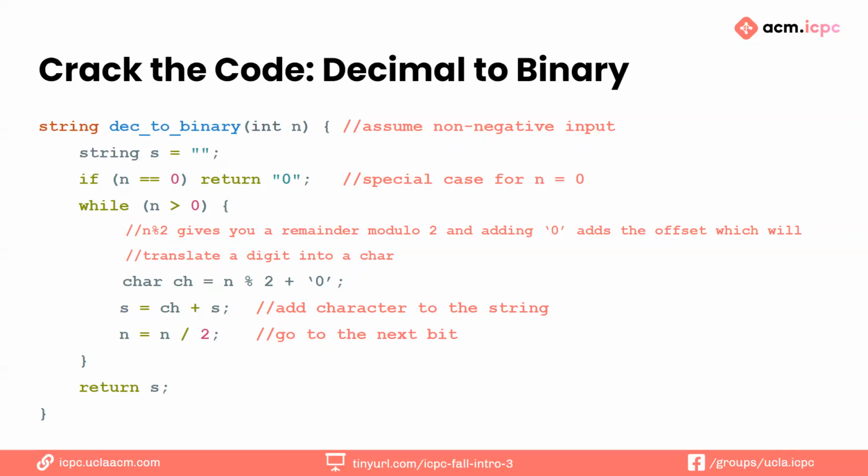Okay, then I have 2 questions for you. First question, why did we have n equals 0 as a special case? Why couldn't we have just looped while n is greater than or equal to 0, and then just have it as a general case? Does anyone want to attempt?